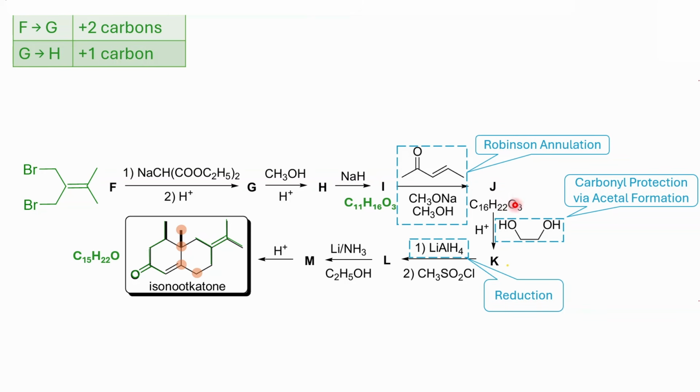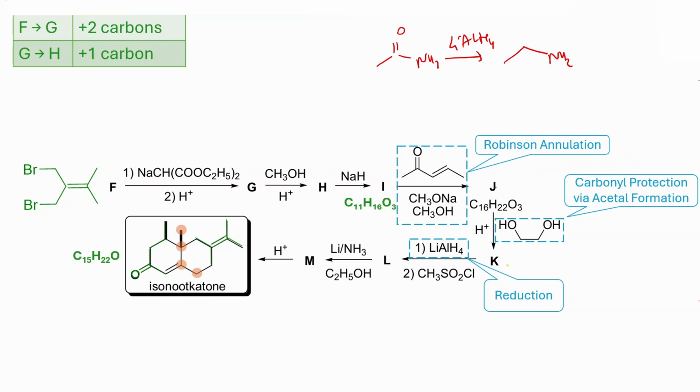Let's analyze. Here you have carbonyl protection. That means probably there's some carbonyl group, you are protecting it and then reducing. Lithium aluminum hydride is a strong reducing agent. It reduces aldehydes, ketones, esters, amides, everything basically. In all cases except amides, you get alcohol. In the case of amide, the amide becomes an amine.